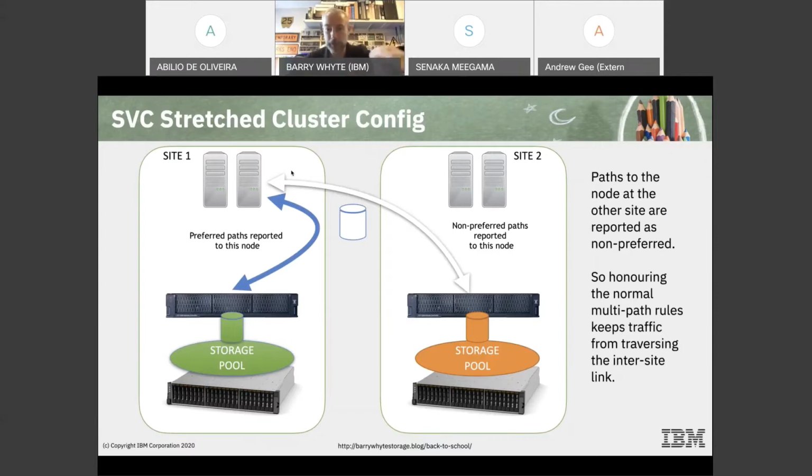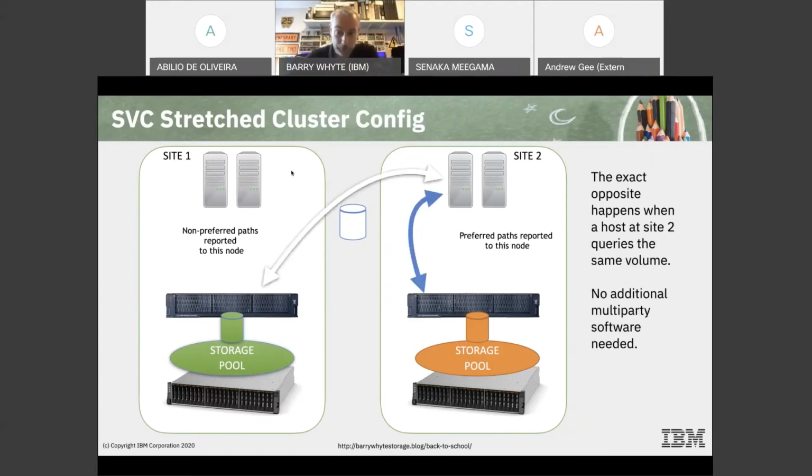So we don't have to have any special software running on the host. It's all just handled by standard multipathing. The server honors the multipathing rules. And so by the very nature of this, it keeps the traffic where it can within a site as opposed to having traversed the inter-site link. So as I said, if you have a volume, that same volume, and it's being accessed through applications on site 2, it will see a different reporting of paths just because of this site awareness.